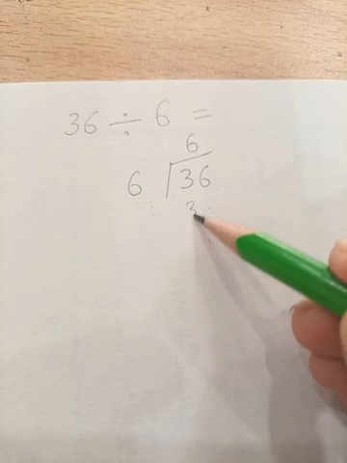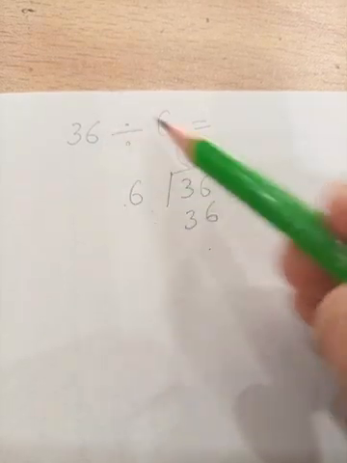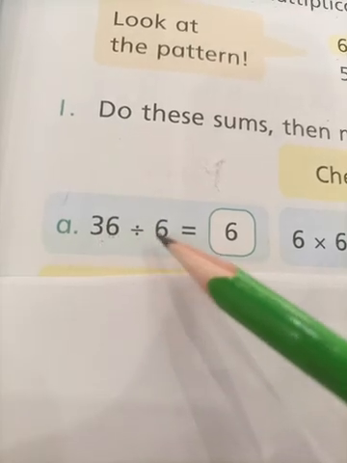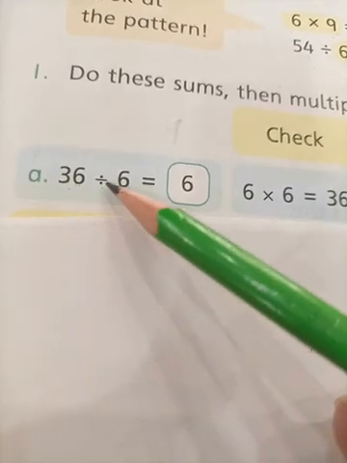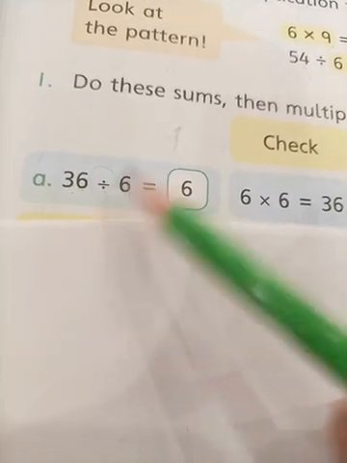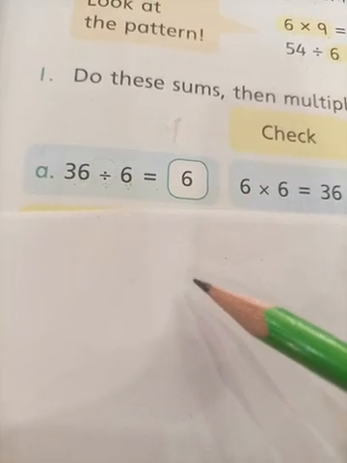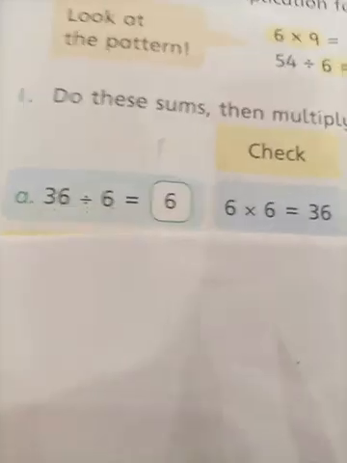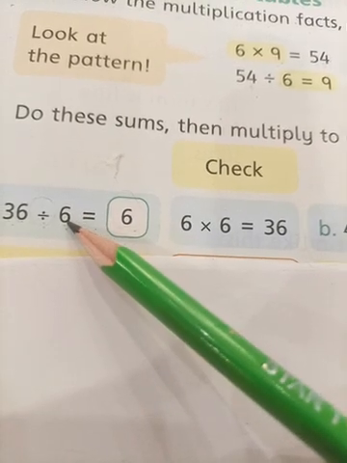6 sixes are 36. Okay students, I have got my answer and I am writing it here. 36 divided by 6, and our answer is 6. Now we have done the division, and if we want to check our answer then we will do the multiplication because they are opposite to each other. But multiplication of which numbers? We will multiply our answer and the second number in this manner. Here we are multiplying this 6 with this 6.